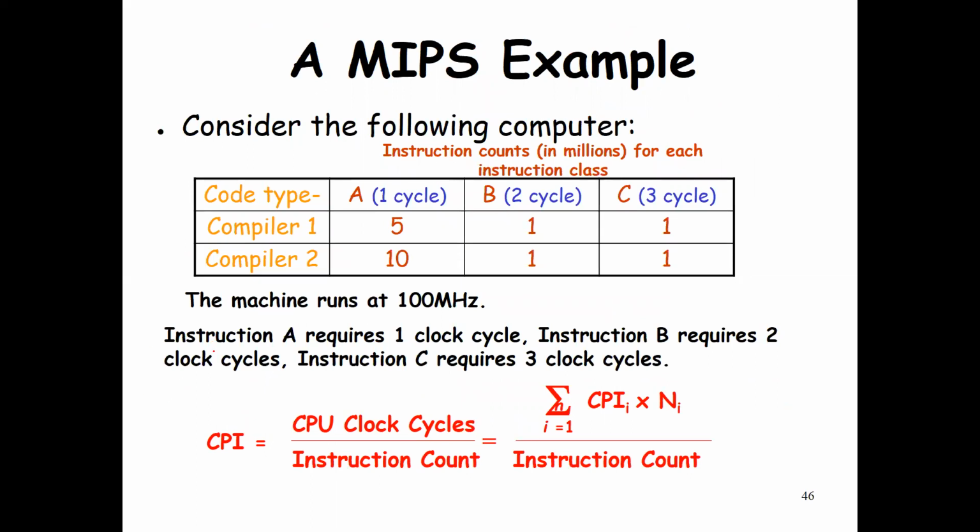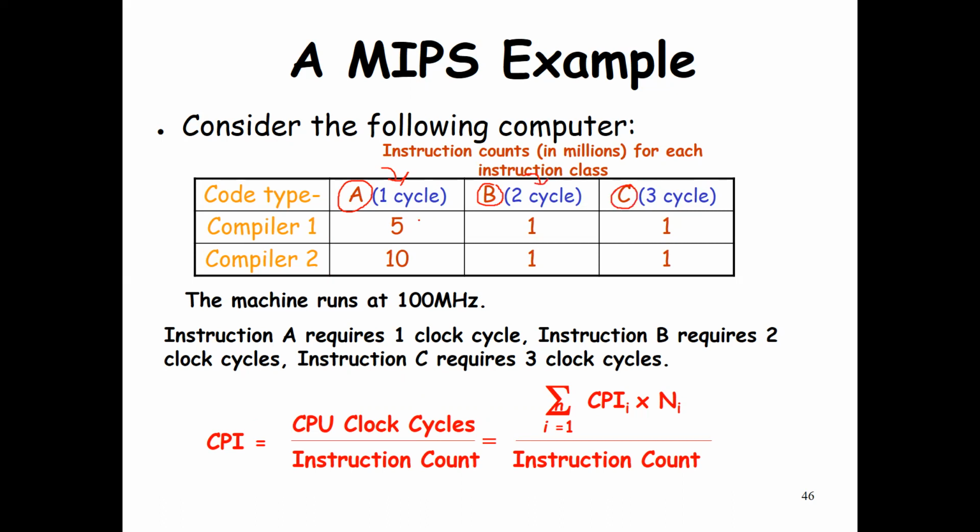Assume that in a typical processor, an instruction of type A needs 1 clock cycle, an instruction of type B needs 2 clock cycles, and an instruction of type C needs 3 clock cycles.